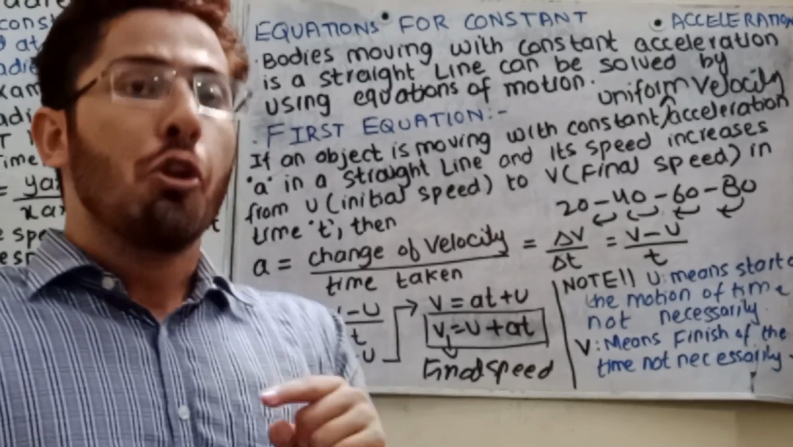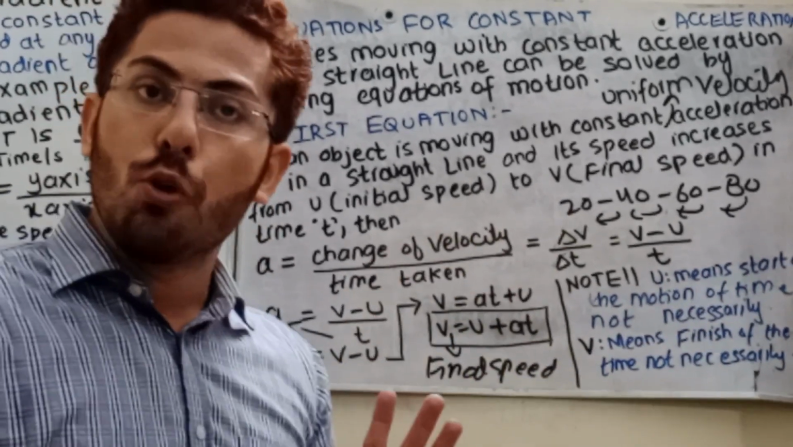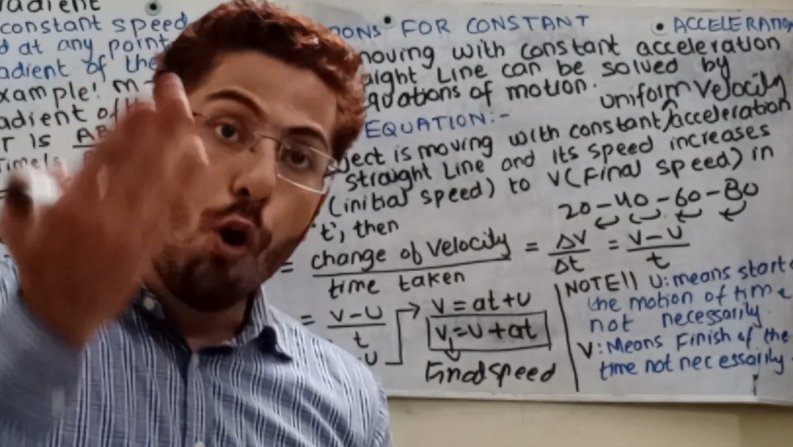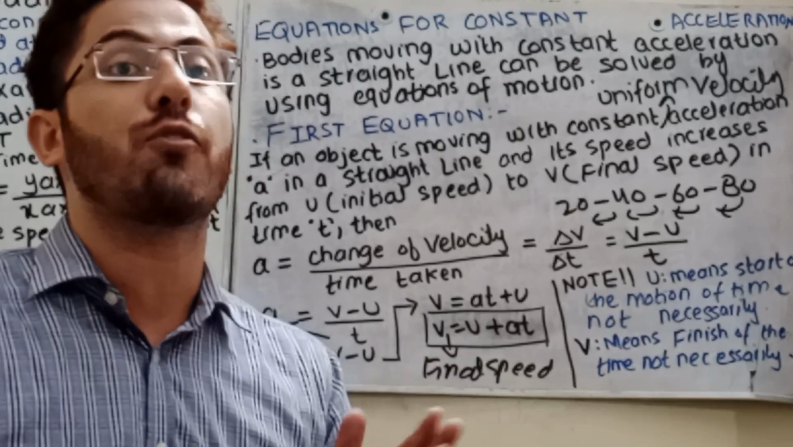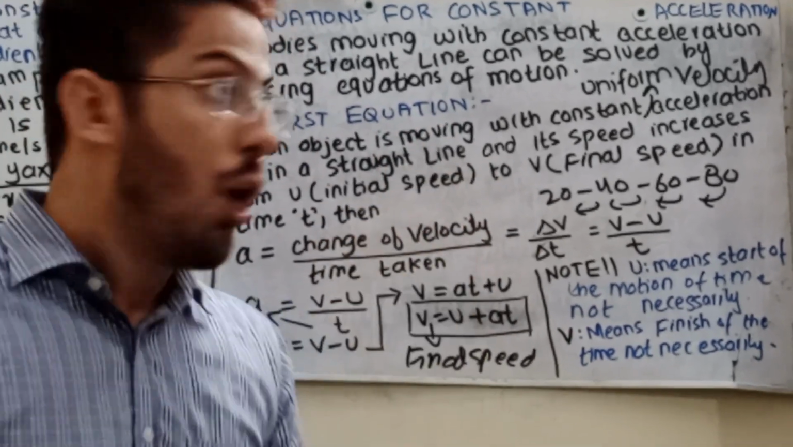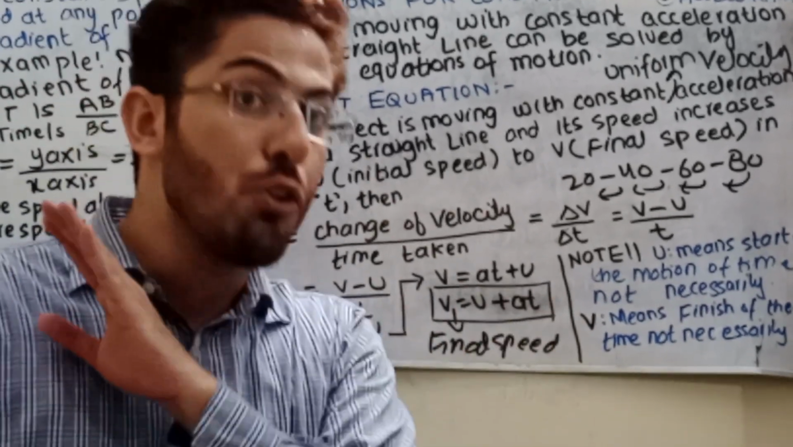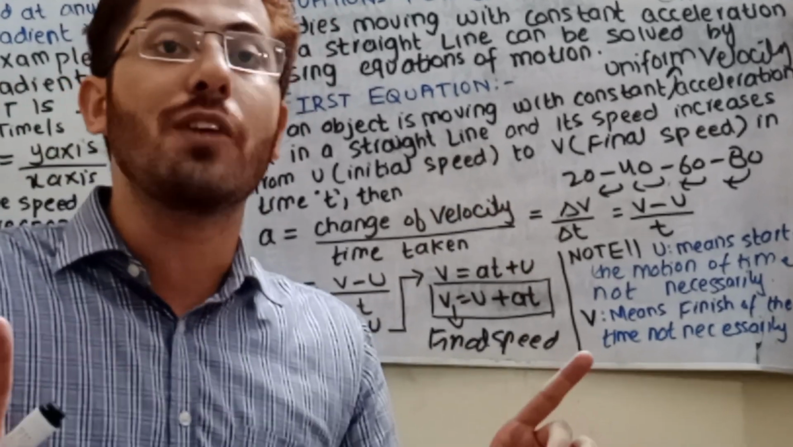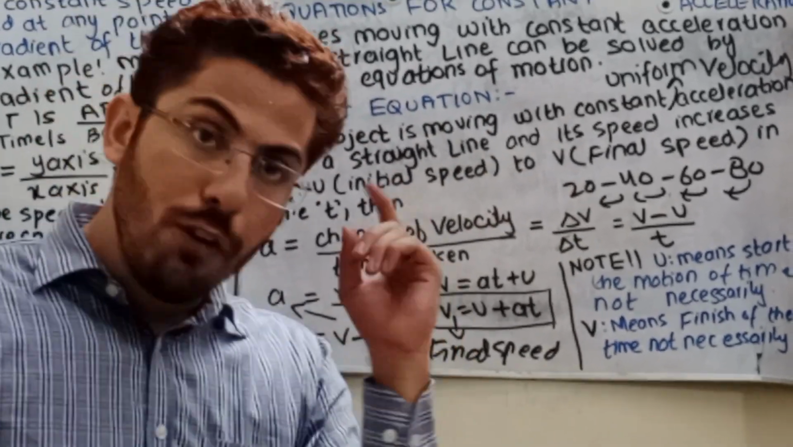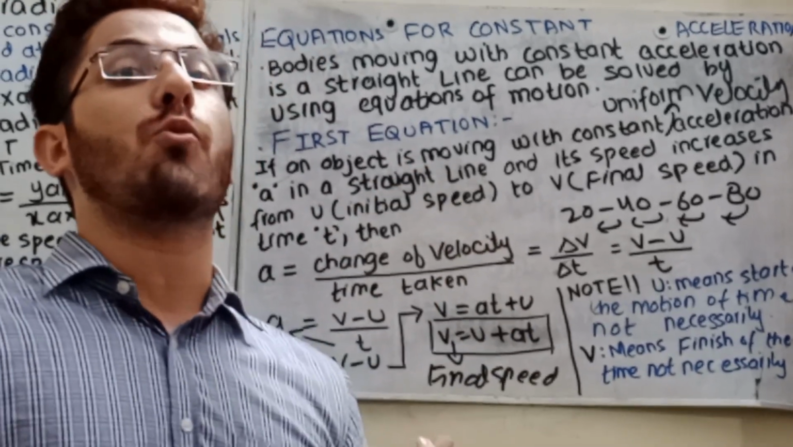Student, do remember one thing, students have a misconception. U means the start of the motion, of time. It is not necessarily the case that the body always starts from 0. It can start at 40, 60 or 80. And similarly V means the finish of the motion. No, it is not necessary. It can be somewhere in between. So do remember, the first equation of motion we are going to apply, and we have to solve one question so that you have an idea which formula we are going to apply.